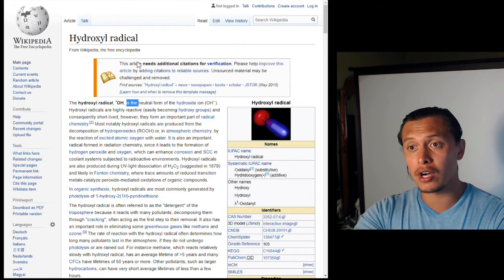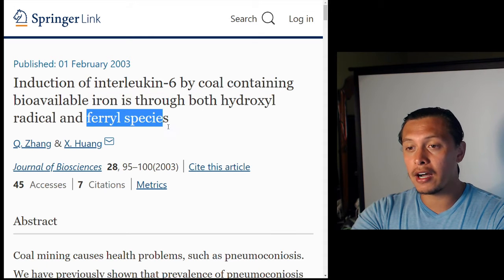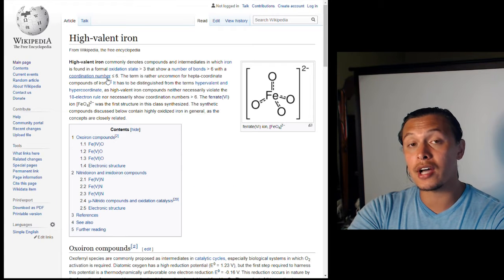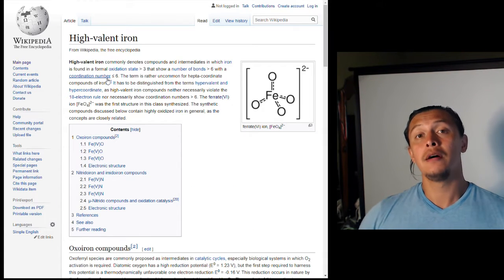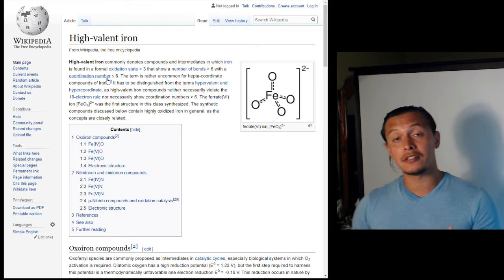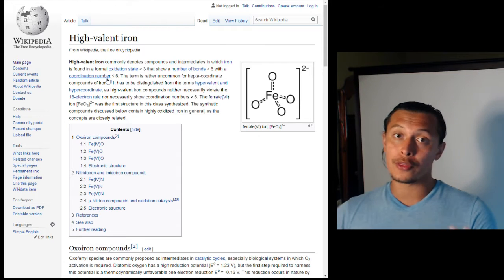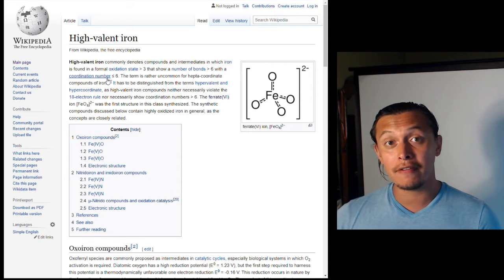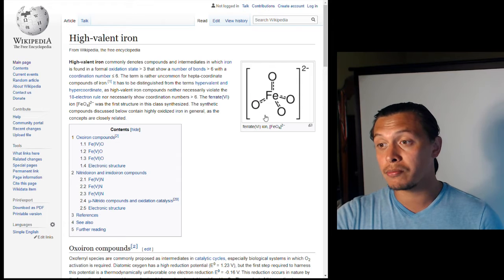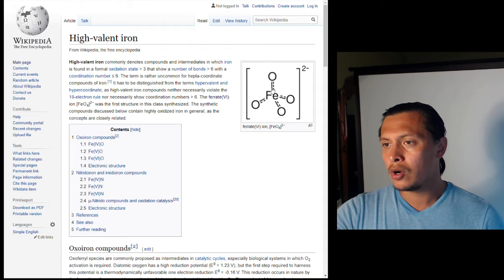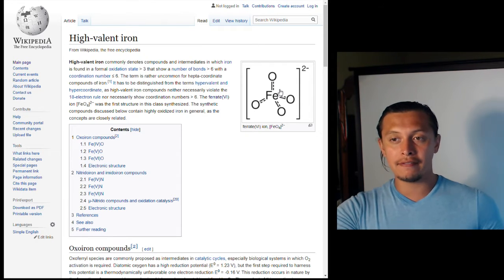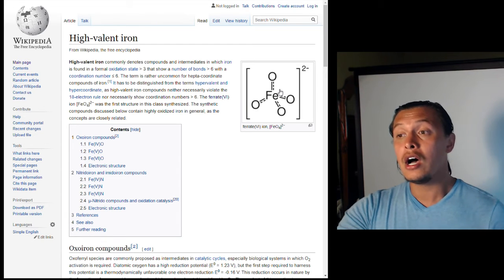Regardless, this is what a hydroxyl radical is, and here we have a ferryl species. So what is a ferryl species? This is a high valent iron, or iron that is above the 3+ state. We normally think of iron as being in the 2+ or the 3+ oxidation state, but iron can in fact become even more oxidized. Here this will be iron in the 4+ state. This is what is called a high valent iron, and this in and of itself is also very reactive.